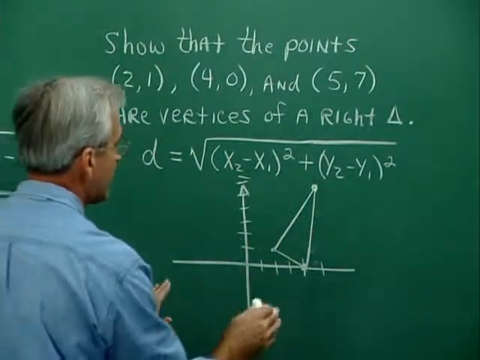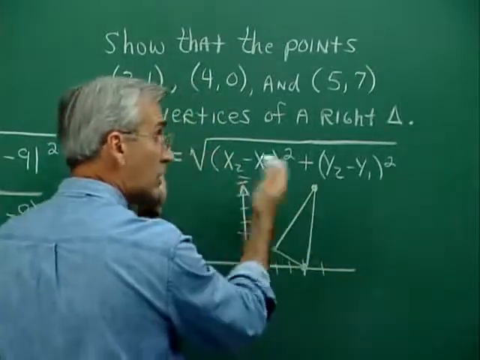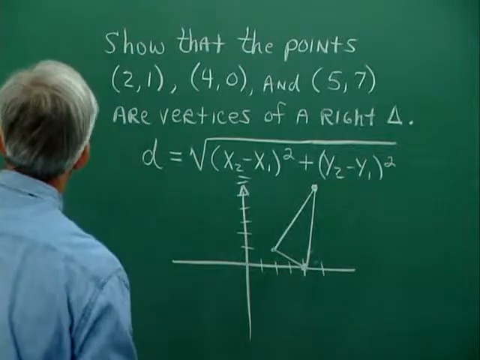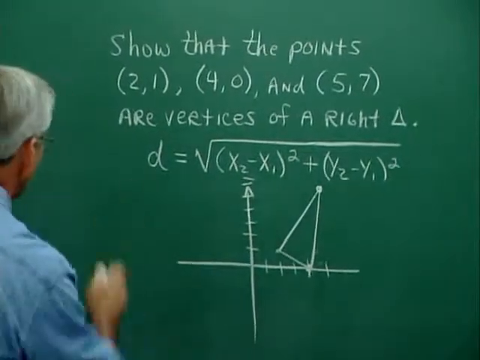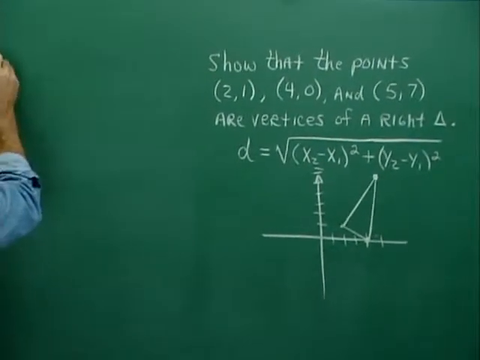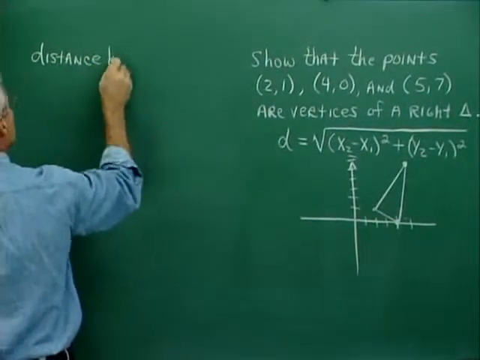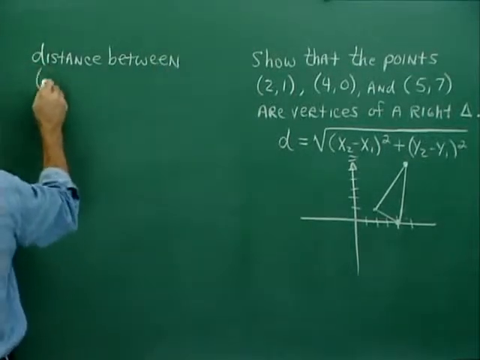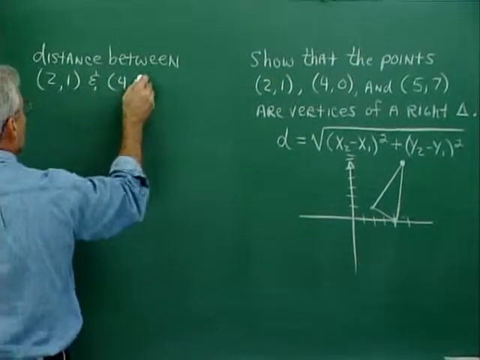But that's the idea, that we want distance between the points in order to determine whether or not we have this special relationship between the sides of a right triangle. So we come out to the side, and we say, we're using that formula, and we say, I want the distance between, let's see, 2, 1 and 4, 0.